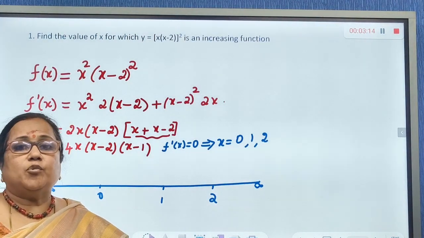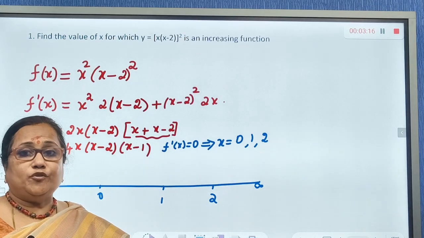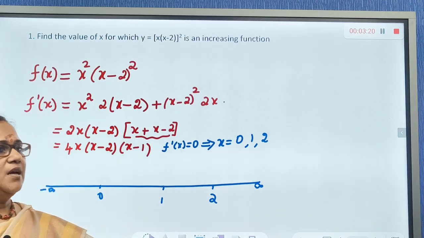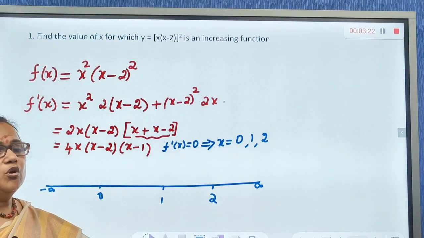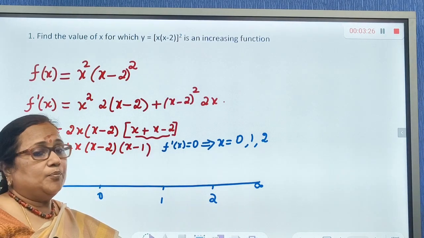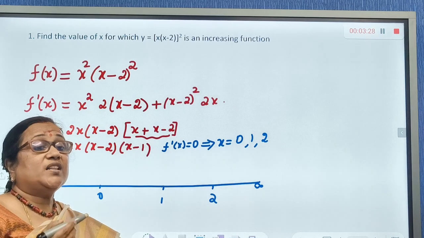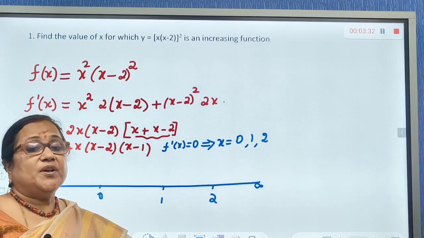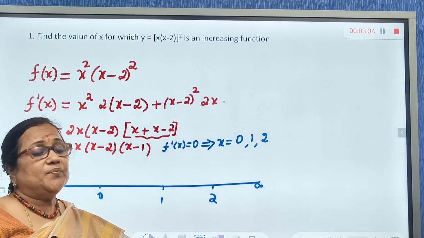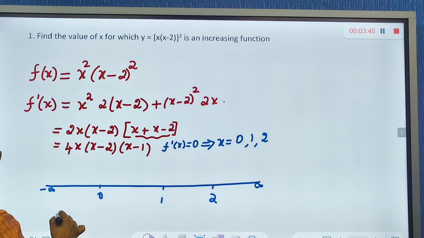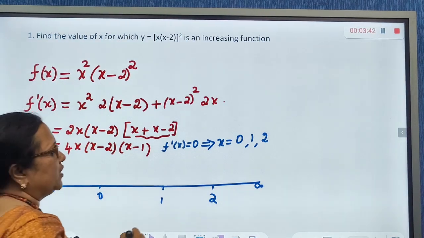What do you mean by critical points? These are the points where if you draw tangent to the curve, it will be parallel to the x-axis. F dash of x equal to 0 are called critical points or turning points because they are the values of x, to the left and right of which the behavior of the function can change from increasing to decreasing. Now let us say, how do you check whether a function is increasing or decreasing?